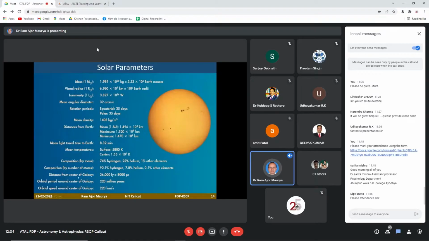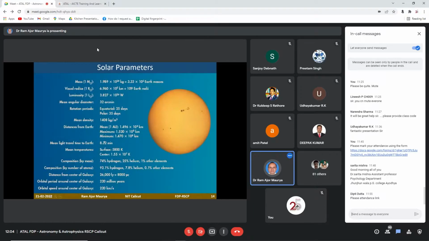And the distance from the center of the galaxy is 26,000 light years. One light year is the distance traveled by light in 1 year. So the Sun is at a distance of 26,000 light years. It means the light will take 26,000 years to come from the center to us. Okay. And here we have its orbital period around the center of the galaxy, and the orbital speed, 220 kilometers per second. So very fast it is going around the center of the galaxy.